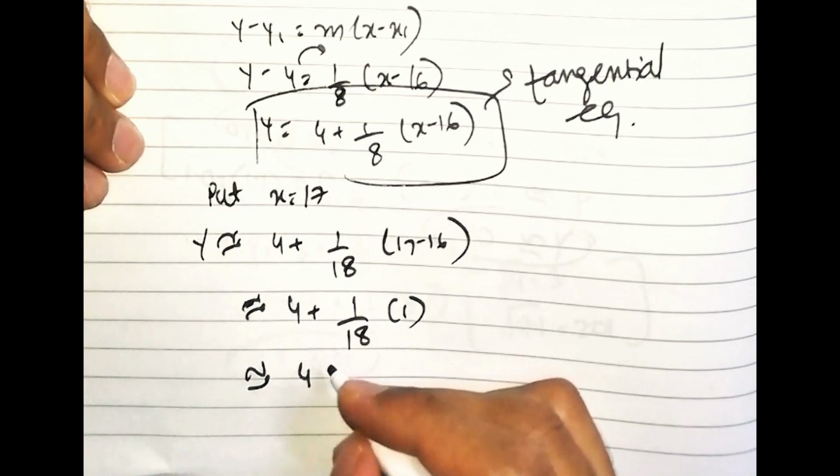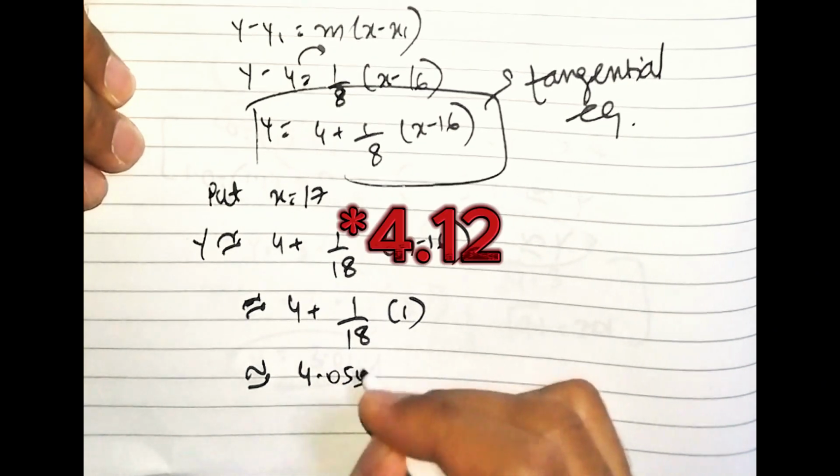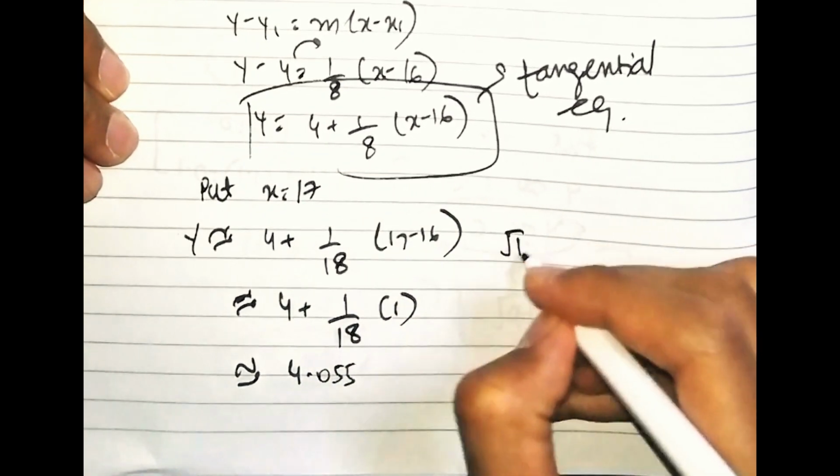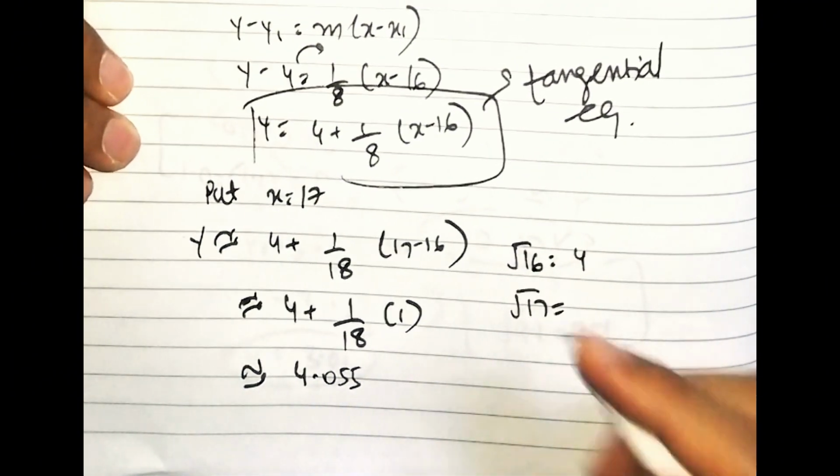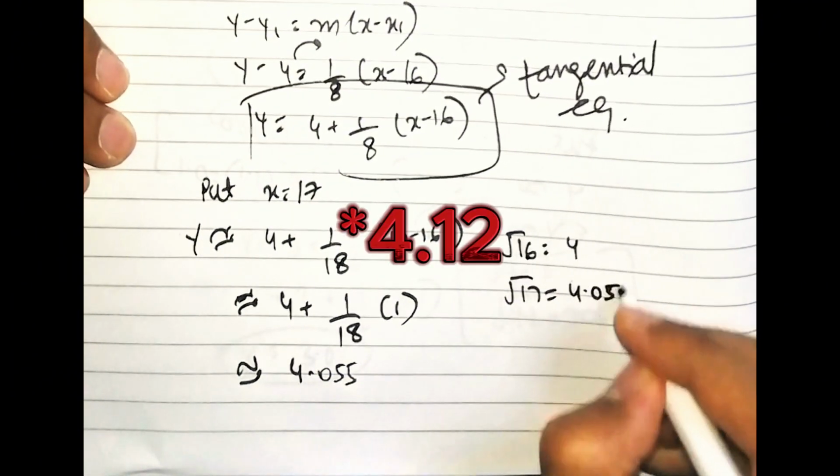So the approximate value is 4.055, which again makes sense because square root 16 is 4 and square root 17 will be something higher than 4, so it will be 4.055.